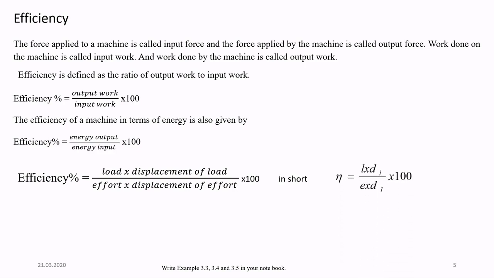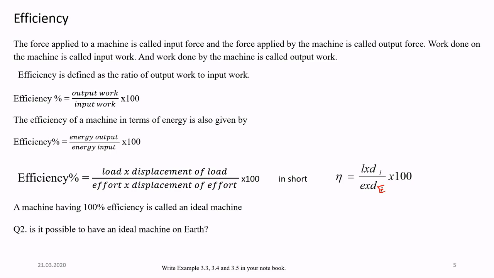In short, we can also write efficiency, which we denote by the letter eta, which looks like an N with one end a little longer, equals L times dL divided by E times dE, where dE is the distance moved by effort, times 100, just to convert this efficiency into percentage. Using this formula we can calculate later on. A machine having 100% efficiency is called an ideal machine.